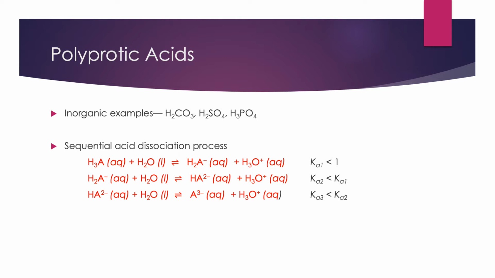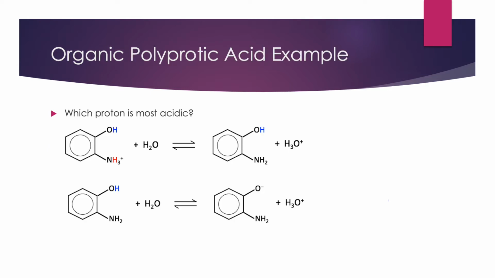And in general, the number of Ka values that one could potentially measure is equal to the number of acidic protons that might be in the polyprotic acid. Now let's look at an example just to illustrate what we're talking about.